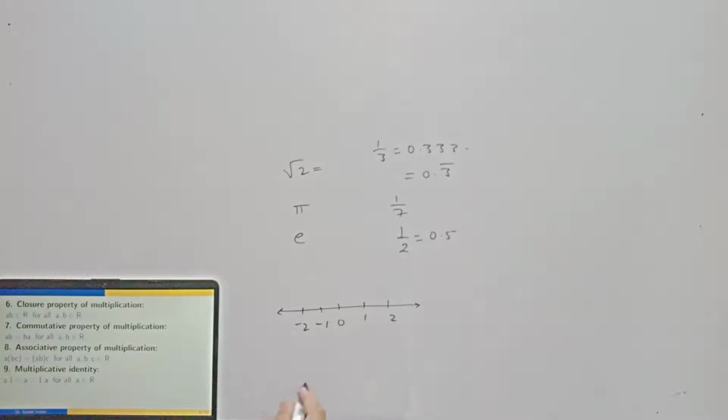Multiplicative inverse. What should be multiplied to a to get the multiplicative identity 1? 1 over a. This doesn't hold in one particular case, if a is 0, but for each non-zero real number, multiplicative inverse exists.